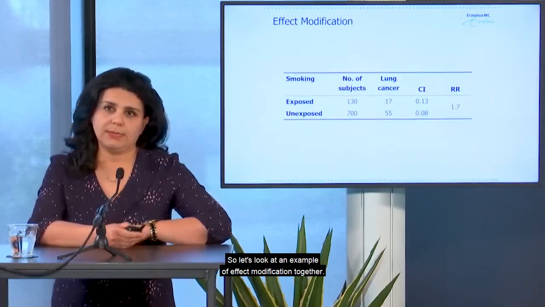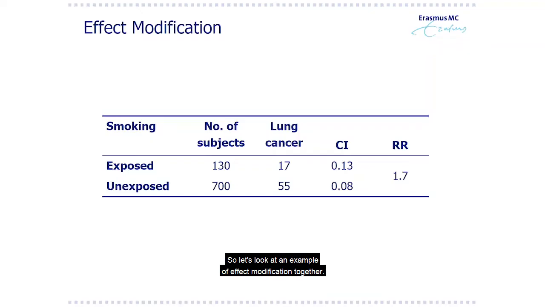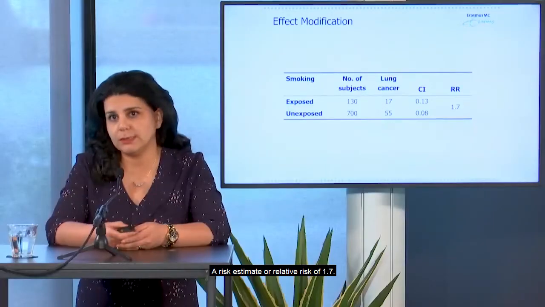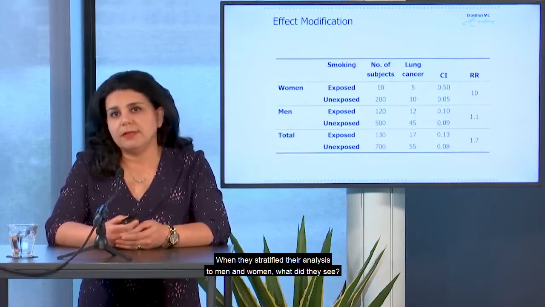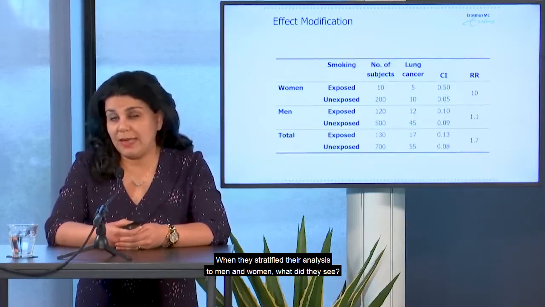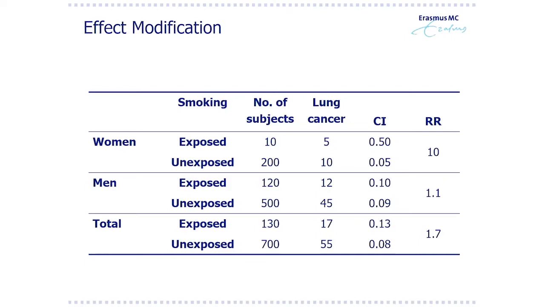Now let's look at an example of effect modification together. In this study, the investigators looked at the association of smoking with lung cancer. They found a strong association between smoking and lung cancer, a relative risk of 1.7. When they stratified their analysis by men and women, what did they see?